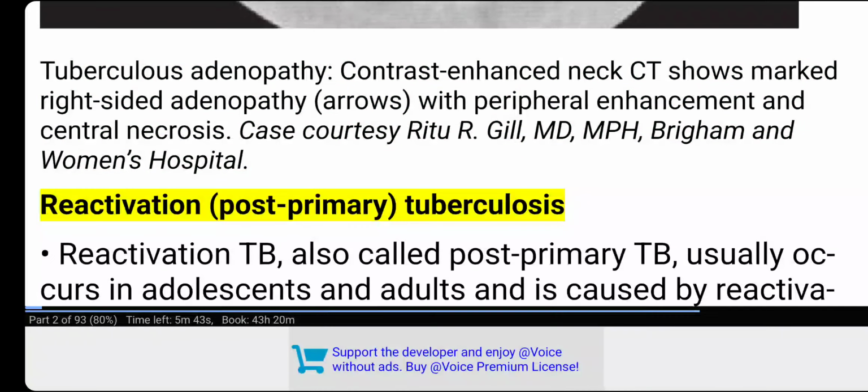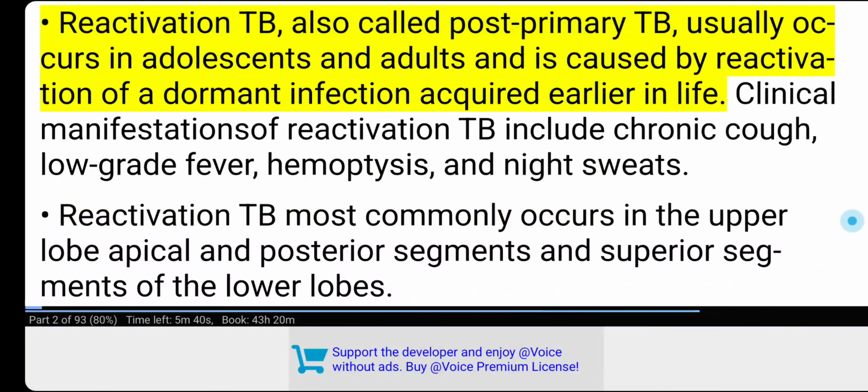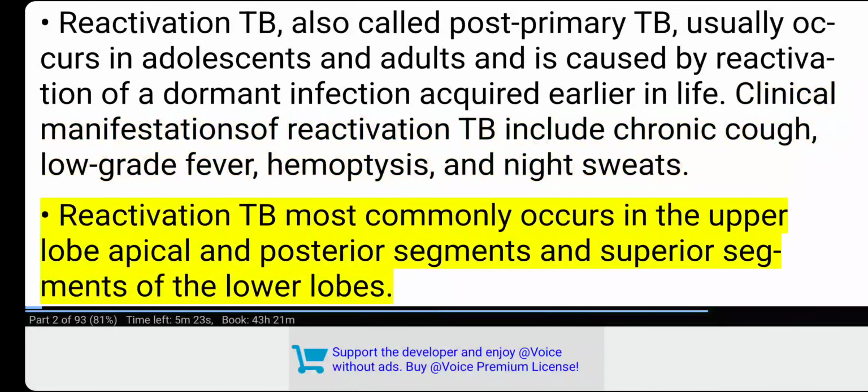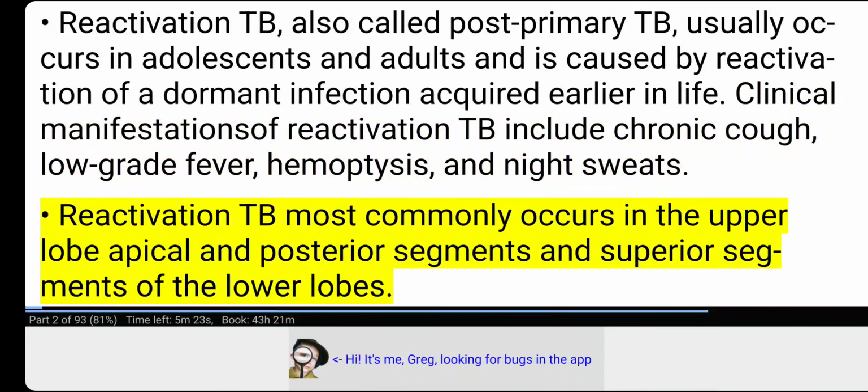Reactivation post-primary tuberculosis. Reactivation TB, also called post-primary TB, usually occurs in adolescents and adults and is caused by reactivation of a dormant infection acquired earlier in life. Clinical manifestations of reactivation TB include chronic cough, low-grade fever, hemoptysis, and night sweats. Reactivation TB most commonly occurs in the upper lobe apical and posterior segments and superior segments of the lower lobes.